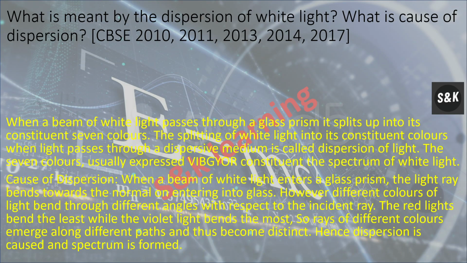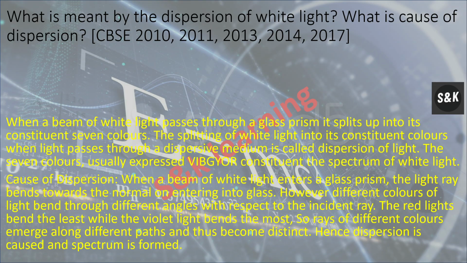What is meant by the dispersion of white light? When a beam of white light passes through a glass prism, it splits up into its constituent seven colors. The splitting of white light into its constituent colors when light passes through a dispersive medium is called dispersion of light. The seven colors are usually expressed as VIBGYOR, that is violet, indigo, blue, green, yellow, orange, red, constituents of the spectrum of white light.